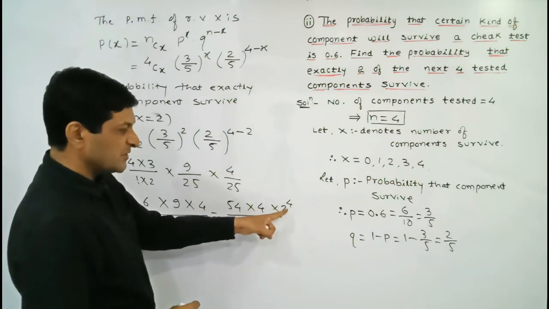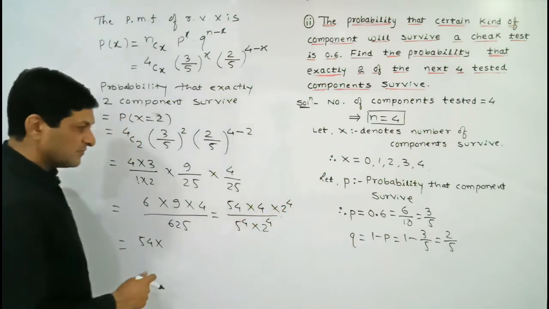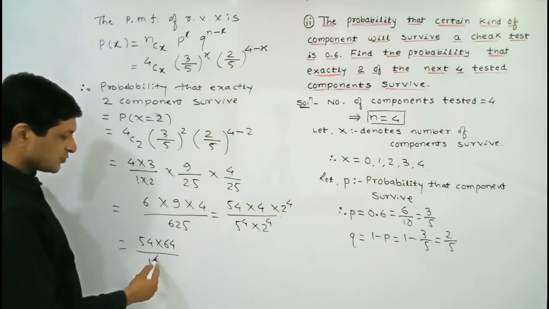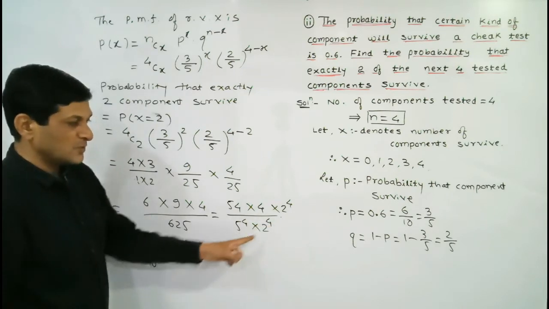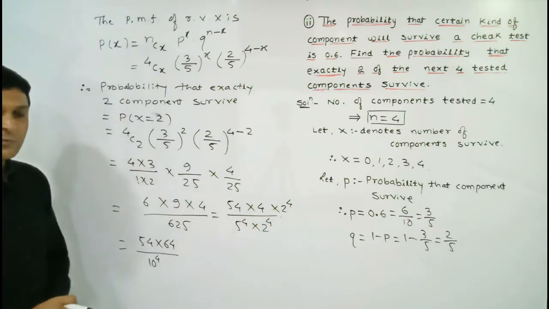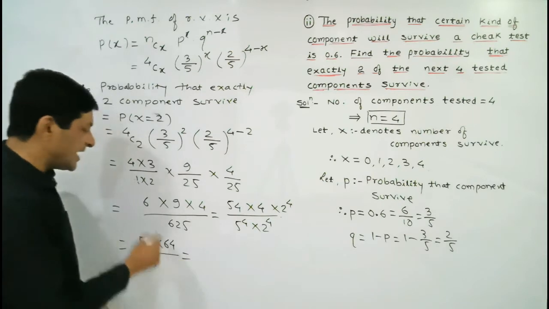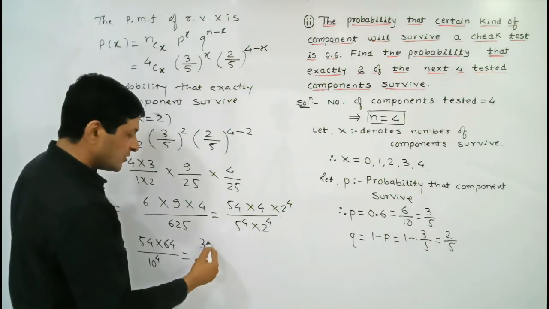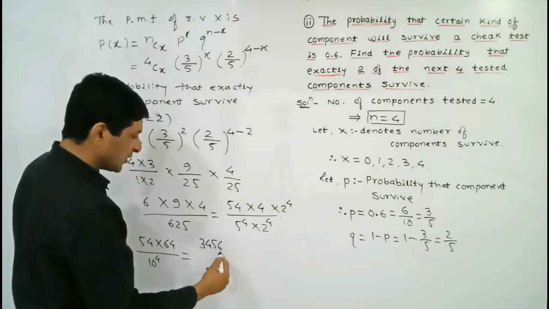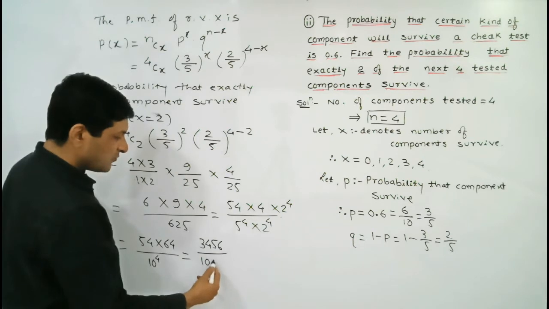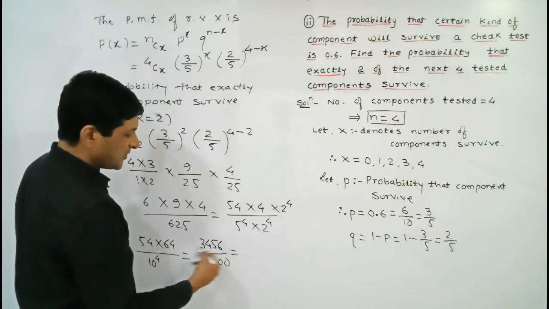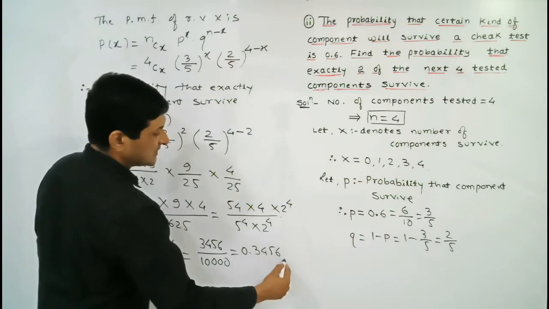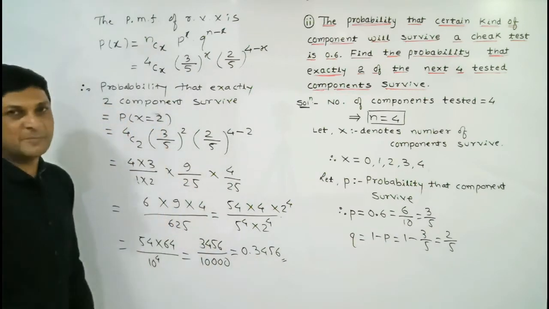Okay, 2 raised to power 4 means 16. 16 into 4 will be equal to 64. And in the denominator we are getting 10 raised to power 4, since 5 raised to power 4 into 2 raised to power 4 will be equal to 10 raised to power 4. Let us see what product we are getting in the numerator. Check that this product will be equal to 3456 or not. In the denominator 10 raised to power 4 means 10,000. So if you are performing this division, what will we get? 0.3456, and this is nothing but our required probability here.